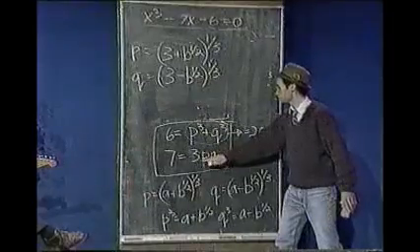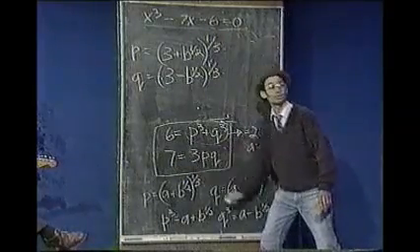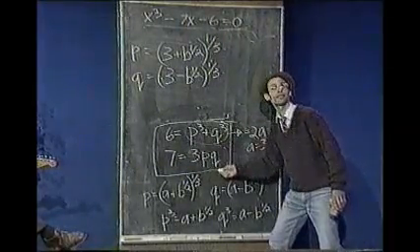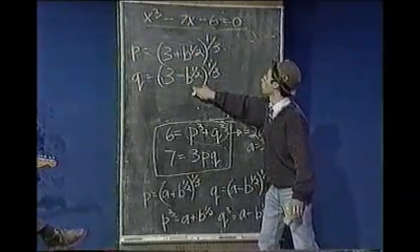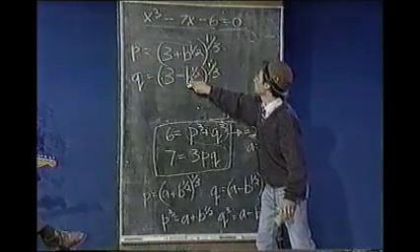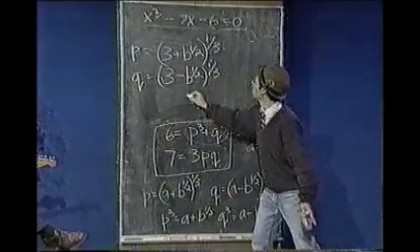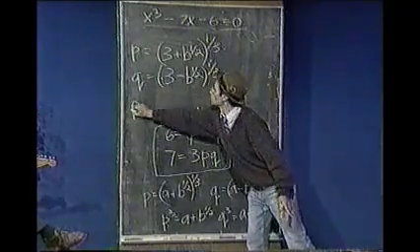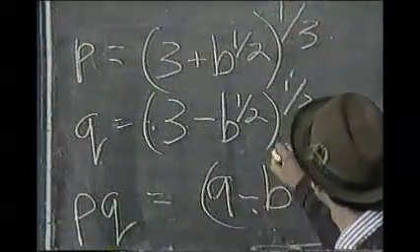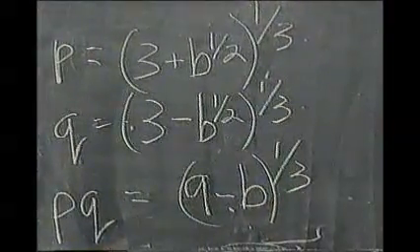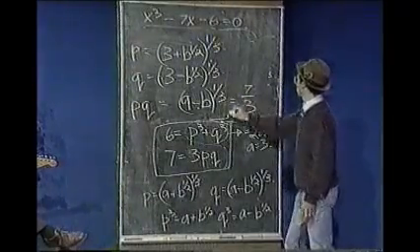I've got to take advantage of this fact I got here in the bottom. P times q equals 7/3, right there in the bottom of the board. If I multiply p times q together in this form, I get 9 take away b to the 1/3 is 7/3. So p times q equals 9 take away b to the 1/3 power equals 7/3.